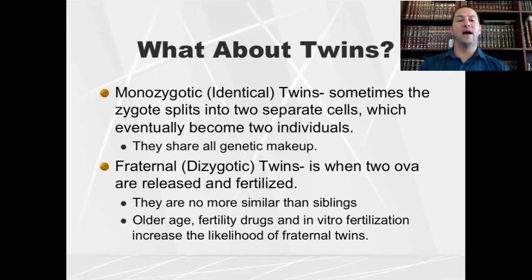Sometimes when a person ovulates, they release more than one egg. And this is what we call dizygotic, or fraternal twins. This is where two ova are released and fertilized. Now they're basically like two siblings sharing a womb.